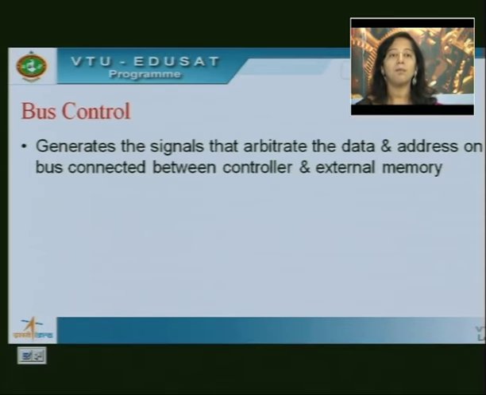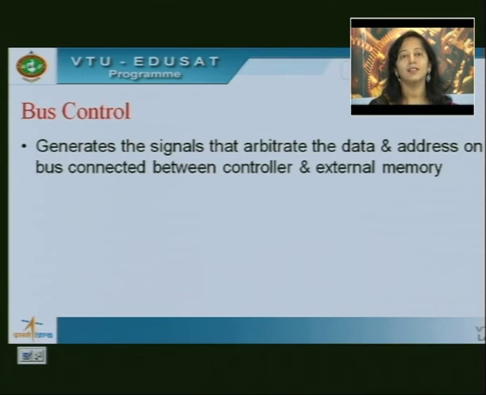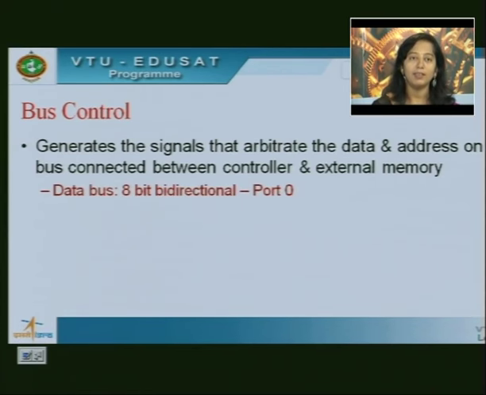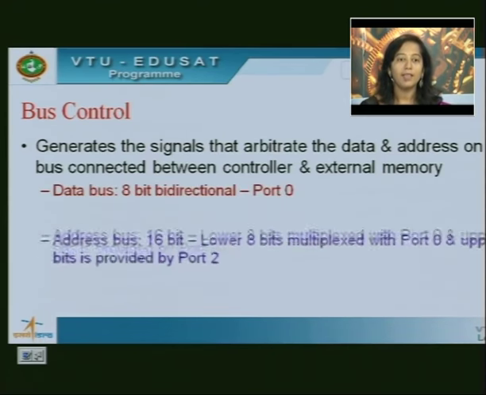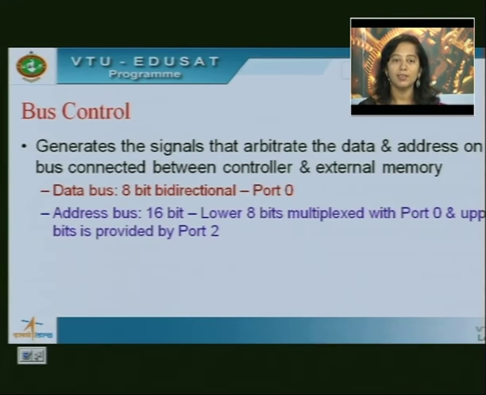So, basically bus control or bus signals are those which arbitrate the data and address along with control signals between the CPU and the external memory. So, normally we have an 8-bit bidirectional data bus in the microcontroller unit AT51. Port 0 normally carries data whenever we have to connect external devices. Then we have a 16-bit address bus. The lower 8 bits are multiplexed with port 0 and upper 8 bits are provided in port 2.